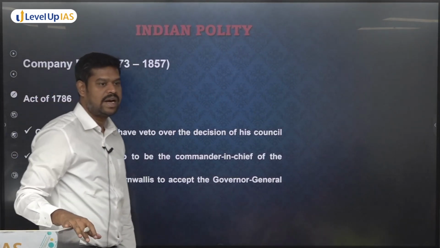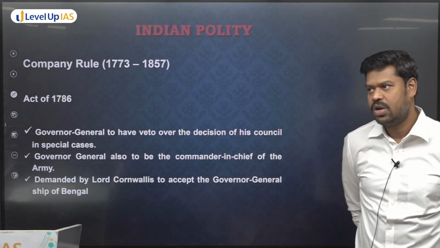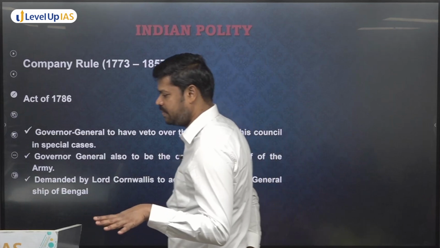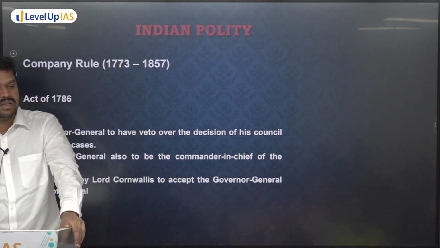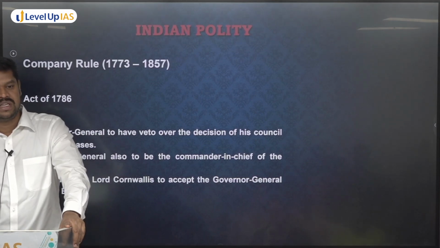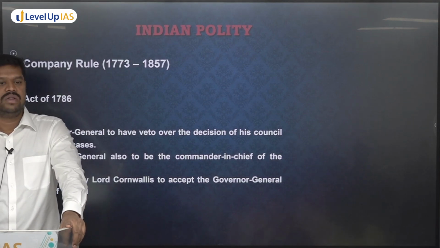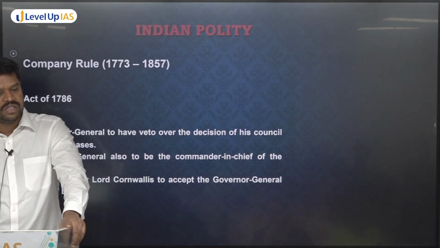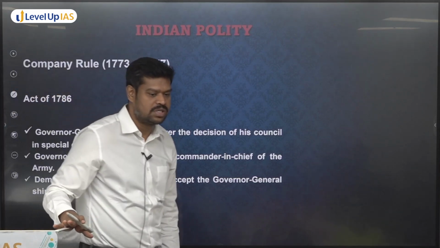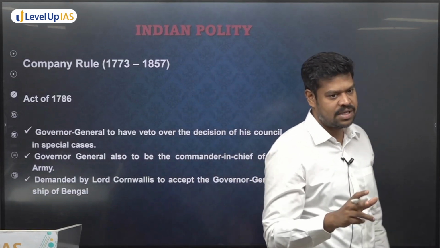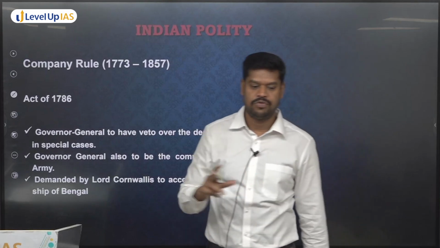The next act is the Act of 1786. Shall I move forward? Is it clear till this point? So what are the three major acts we have seen till now? One is the Regulating Act of 1773. Then we have seen the Act of Settlement, which is basically to resolve the dispute between the Supreme Court and the Governor General in Council. And then we had Pitt's India Act, which brought in the dual system of government. Very important. It has many times been asked in examinations which act brought in the dual system of government. It was Pitt's India Act 1784.